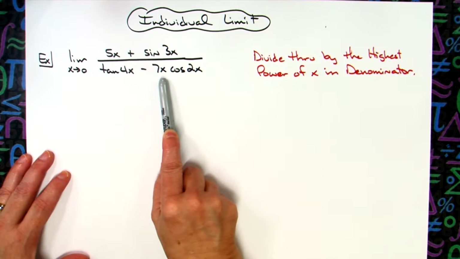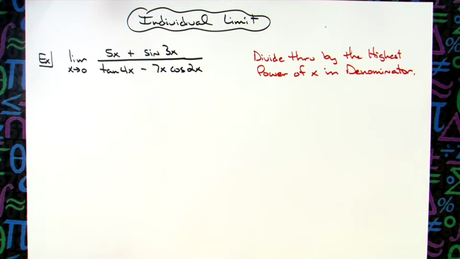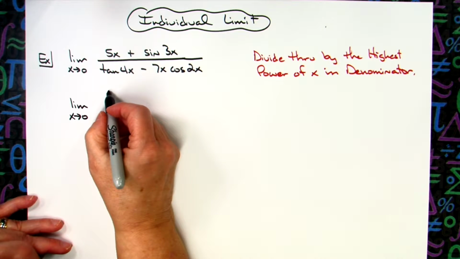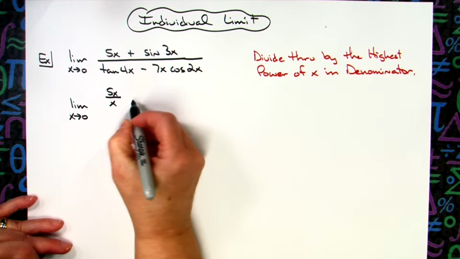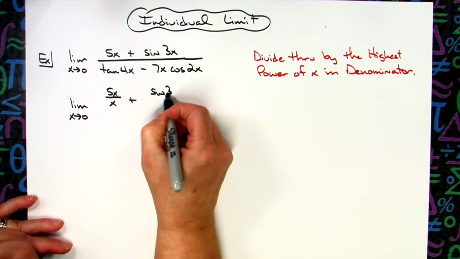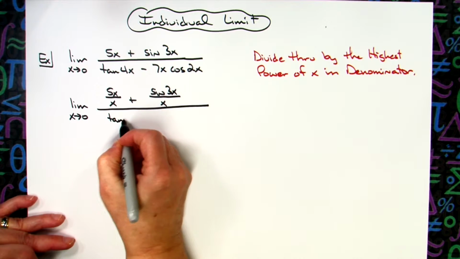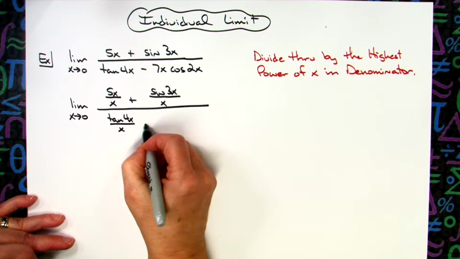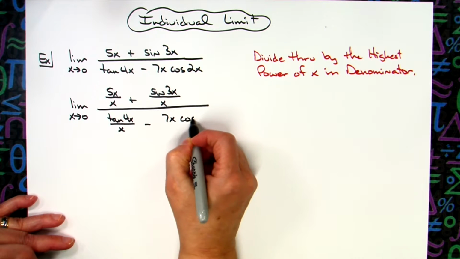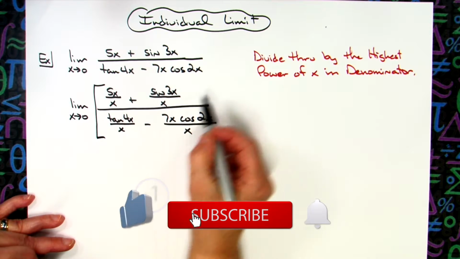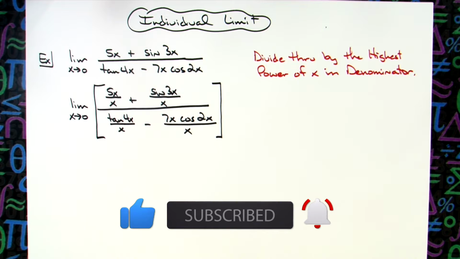Right there is just an x. If we divide through by the highest power of x, this is going to help things out tremendously. So let's go ahead and show that. We'll have the limit as x approaches 0. If I take that first term, 5x, and divide by x, then we'll take the sine of 3x, divide by x. We'll put that all over the tangent of 4x over x, minus 7x cosine 2x, and divide that all by x. So there is our dividing through by the highest power of x in the denominator.